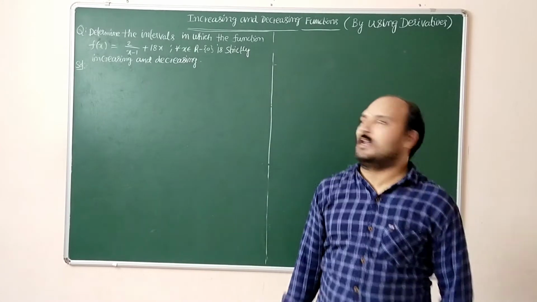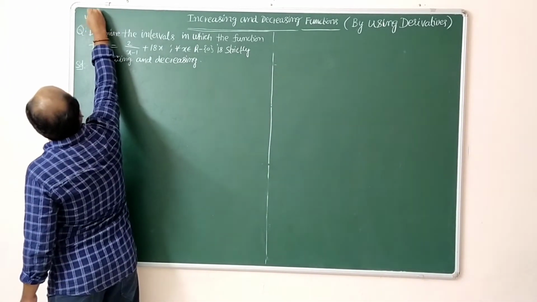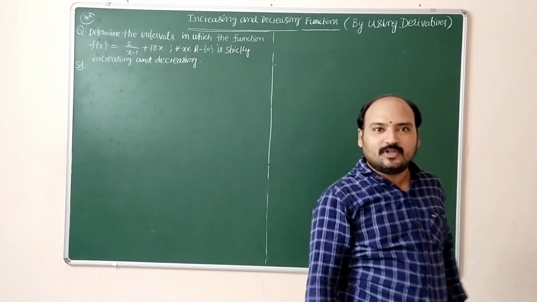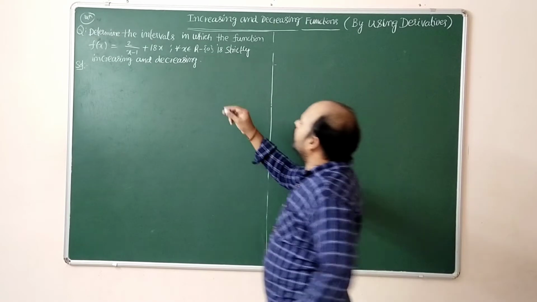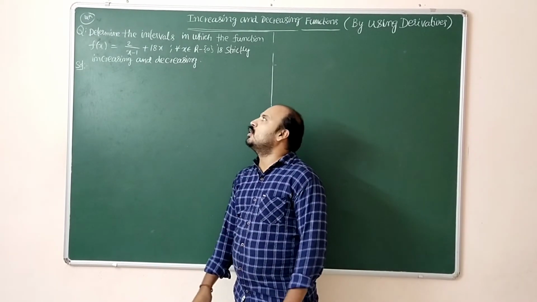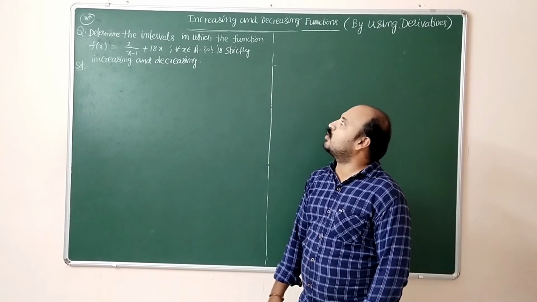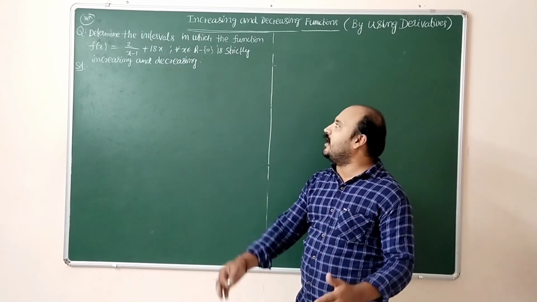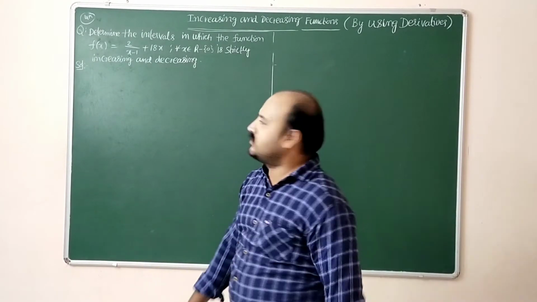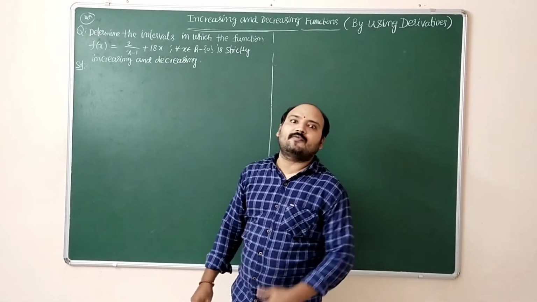Yeah, the next question. This question was already asked in public examination for 4 marks. Previously they asked. You keep concentration on this question, dear students. Determine the intervals in which the function f of x equal to 2 by x minus 1 plus 18x for all x belongs to R minus 0 is strictly increasing or strictly decreasing. They are asking to calculate both the intervals. So now first consider the function. After that find the derivative of the function.